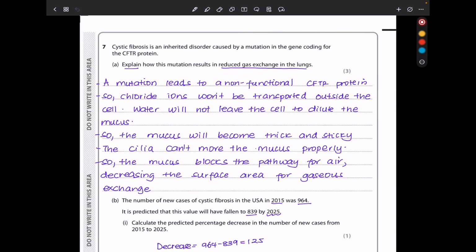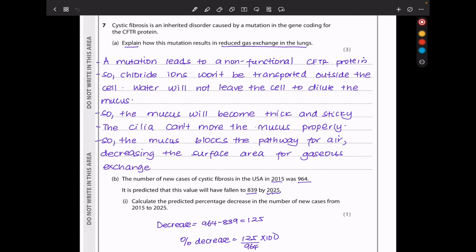In question 7, cystic fibrosis is an inherited disorder caused by a mutation in the gene coding for the CFTR protein. Explain how this mutation results in reduced gas exchange in the lungs. When this mutation occurs, the CFTR protein produced is going to be non-functional and it will not be able to cause the movement of the chloride ions from the cell into the outside, so the mucus is not going to be diluted, and then we're going to form thick and sticky mucus, which is going to affect in multiple ways.